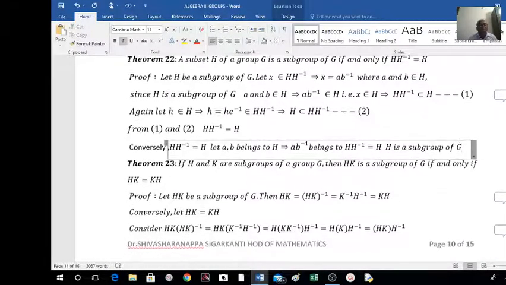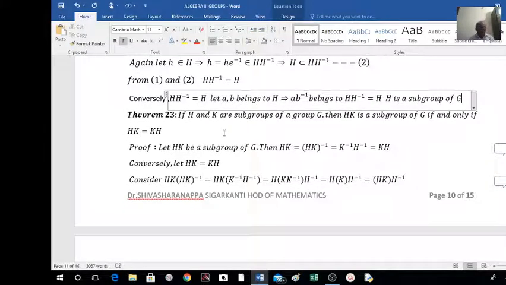Next, one more theorem is there. If H and K are subgroups of group G, then HK is a subgroup of G if and only if HK equal to KH. So in this theorem, given that H and K are subgroups of G, what I have to prove is: if HK is a subgroup of G, then HK equal to KH. Conversely, suppose HK equal to KH, then we have to prove that HK is a subgroup.